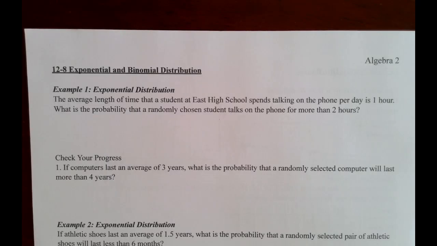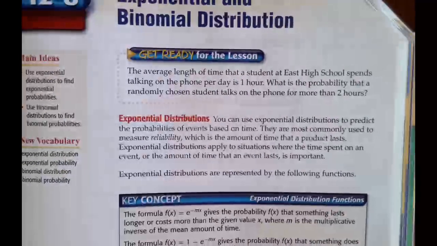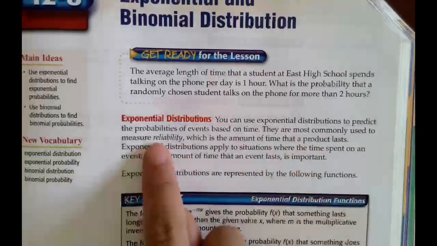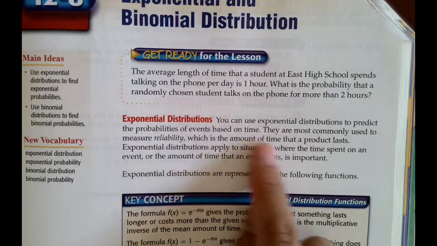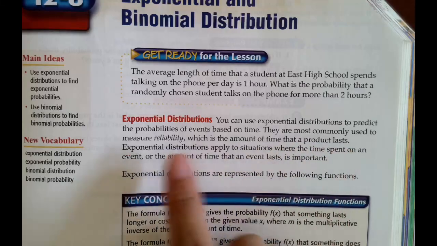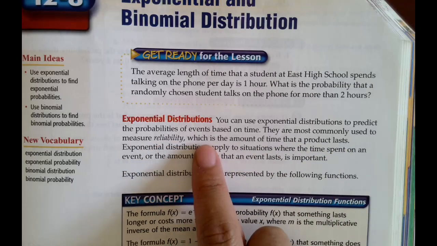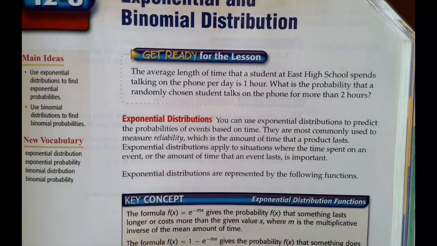Hi guys, so today we're going to be doing exponential and binomial distribution. Before we get started with example 1, let's take a look at exponential distribution functions. You can use exponential distributions to predict the probability of events that are based on time. They are most commonly used to measure reliability, which is the amount of time that a product lasts.